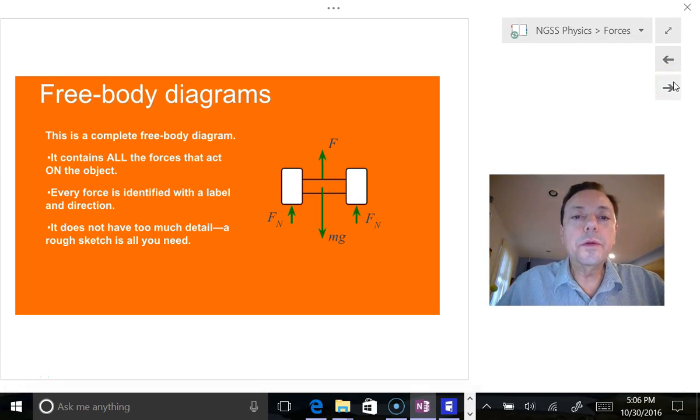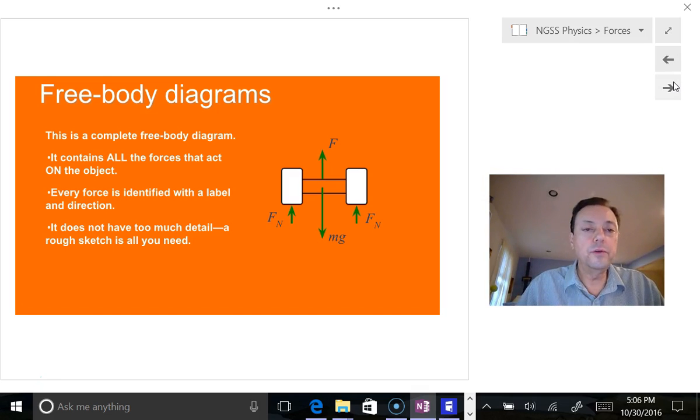Okay, let's talk some more about free body diagrams. To the right is a complete free body diagram. It contains all the forces that act on the object. Every force is identified with a label and a direction. We tell the directions with the direction of the arrow. It doesn't have too much detail. A rough sketch is all you need. Remember, you're really diagramming the forces, not making an artistic drawing.